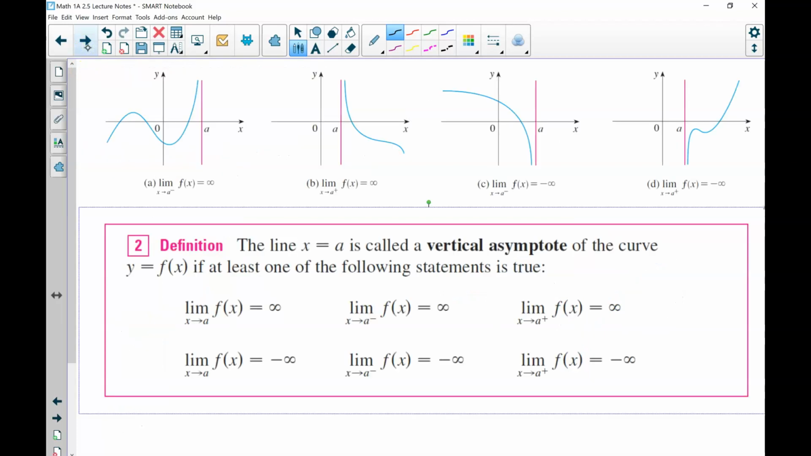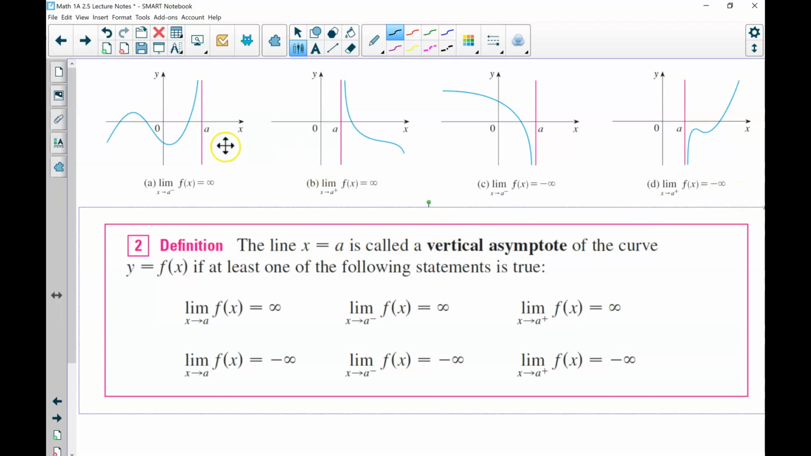Now, we can take a look at similar definitions for one-sided infinite limits. As the limit of a function as x approaches a from the left, if you look at this function here, it's approaching positive infinity. The second one in b, it's approaching a from the right, and that's approaching positive infinity. Now over here, as x approaches a from the left, it's approaching negative infinity. And this one, approaching a on the right, is approaching negative infinity.